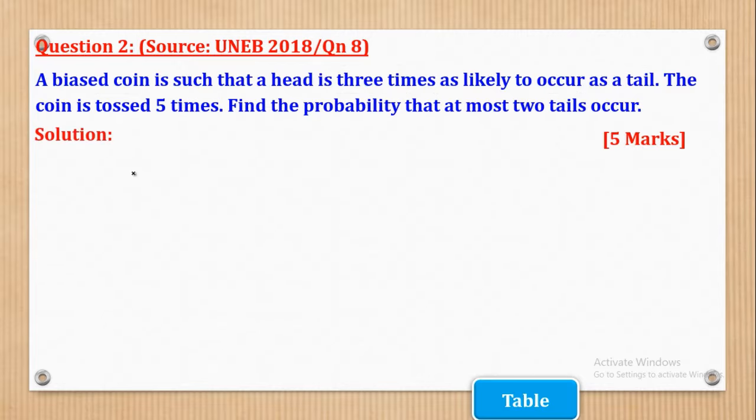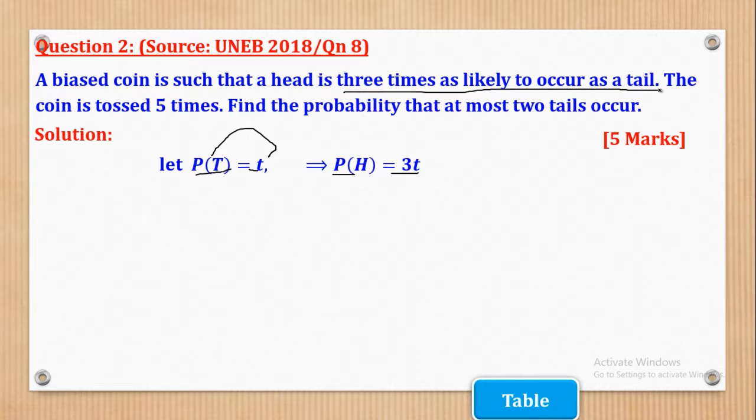So the first thing to do is to get the probability of success. We shall say that let the probability of a tail be t. That means that the probability of a head is 3t, because they told us a head is 3 times as likely to occur as a tail. So if the probability of getting a tail is t, it implies that the probability of getting a head is 3 times that for a tail. That is why there is 3t.